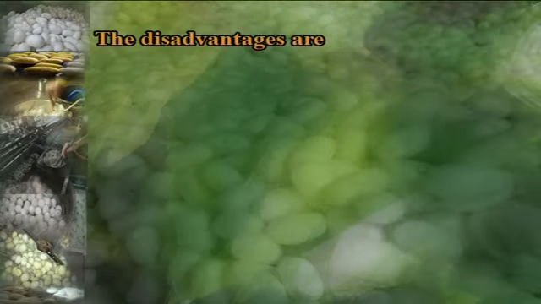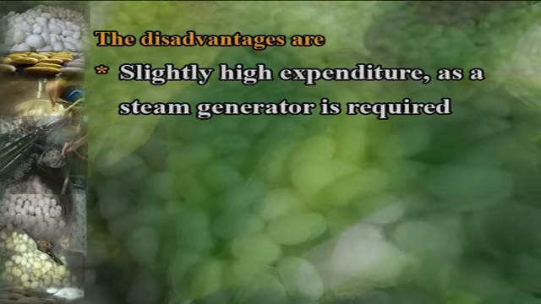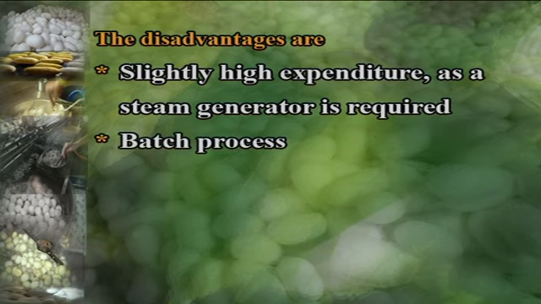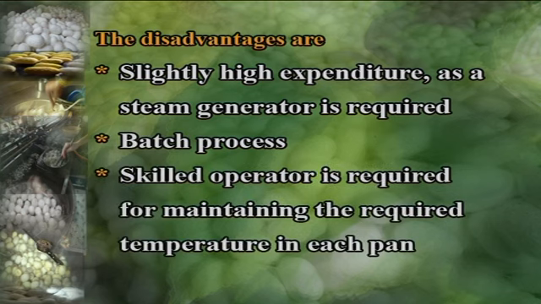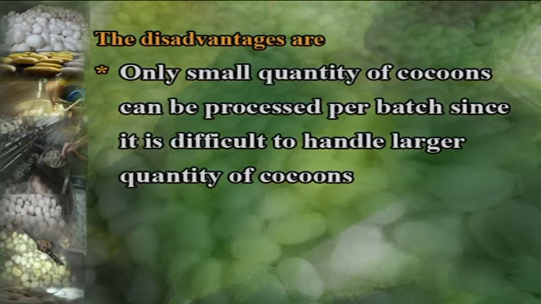The disadvantages are: 1. Slightly high expenditure as a steam generator is required. 2. Batch process. 3. Skilled operator is required for maintaining the required temperature in each pan. 4. Only small quantity of cocoons can be processed per batch, since it is difficult to handle large quantity of cocoons.